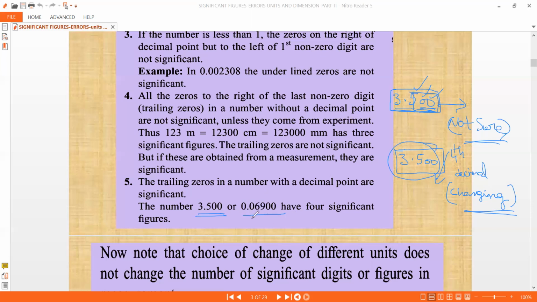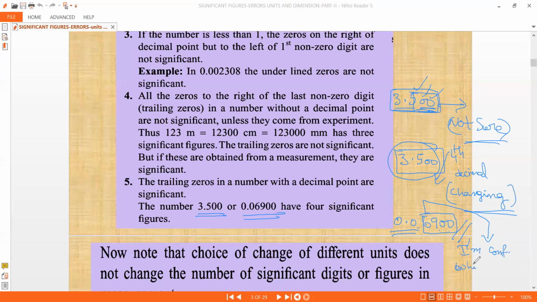Consider this one, 0.06900. If you write it, these 4 are the significant figures. These are not at all. So 6900, I am sure about that. It says that I am sure that 6900 will definitely come. And after this, whatever decimal is coming, that means 1, 2, 3, 4, 5, up to 5 decimals, I'm confident.